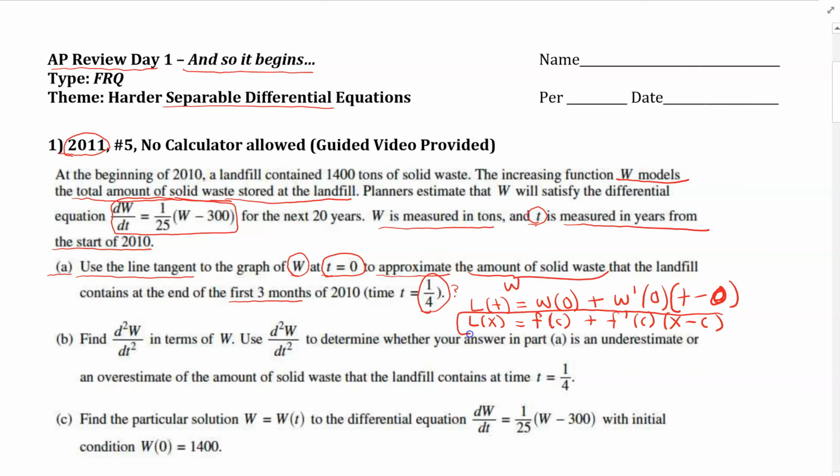That was the formula we had been given back in chapter 3. And then I'm applying it here to this context. The y is w and the c, the given x value or the given t value, is 0. And so there you go. So let's do the work down here.